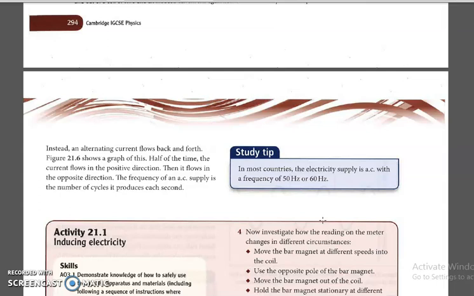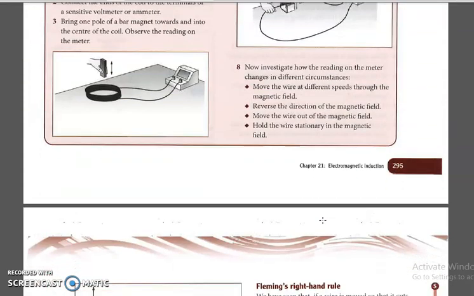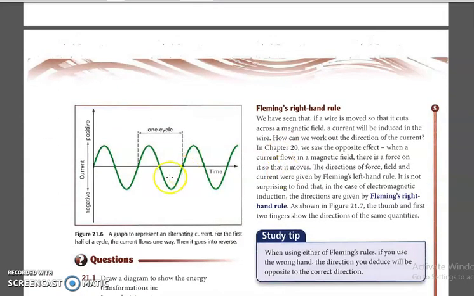Frequency is the number of waves passing through a particular point, so it is measured in hertz. Here also we can represent an AC as a wave. Half of the time it will be in the positive cycle, and half of the time it will be in the negative cycle. While studying the generator, we'll study how this type of graph is found for an alternating current.